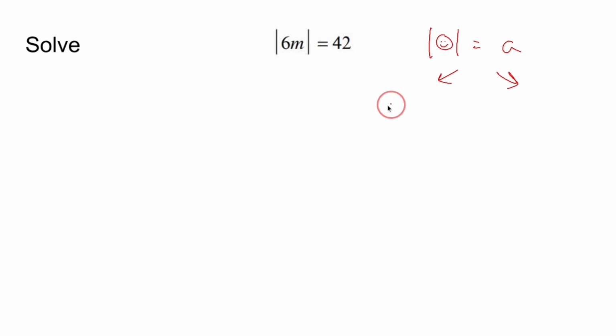You write out whatever's inside the absolute value, so smiley face, whatever that may be, you set it equal, and then you have two equations where in one of the equations you write out the original right side, and in the other equation you write out the opposite of the right side. This is what I have. I have the absolute value of stuff equals 42.